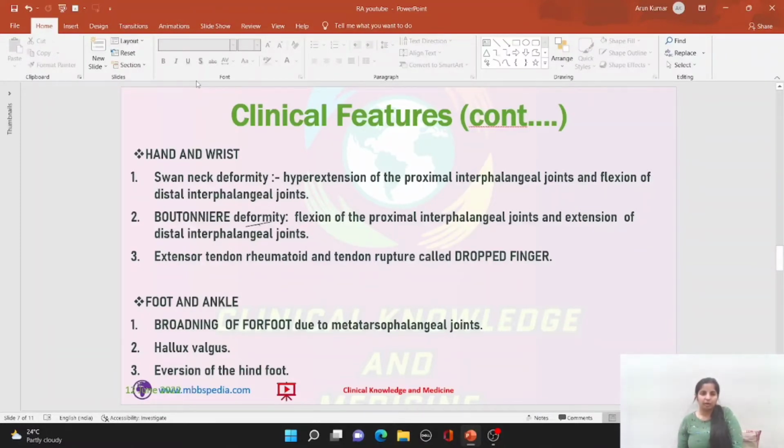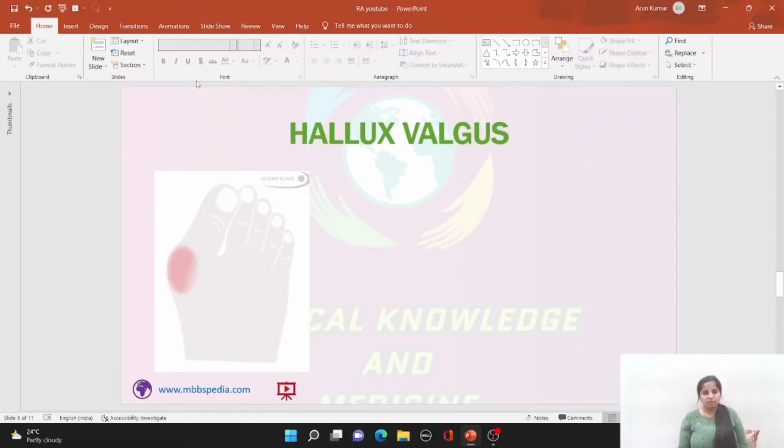Now foot and ankle, there will be broadening of forefoot due to metatarsophalangeal joints, hallux valgus, eversion of the hind foot. In hallux valgus, deformity is seen in the big toe at metatarsophalangeal joint. This is your big toe, and at the MTP joint there is deformity.